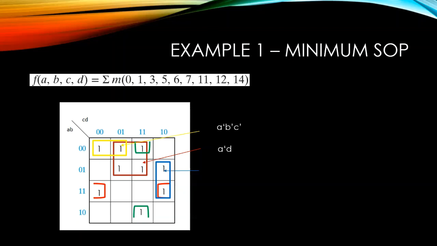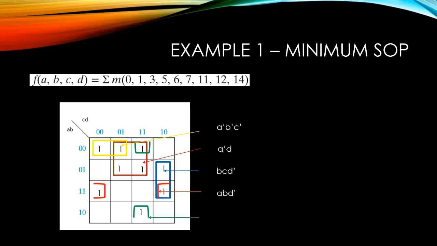How about the blue? B is the same, 1, 1 within the group, and definitely CD within the column, it didn't change. So it's 1, 0. So therefore, it will be represented by B, C, D naught. And how about the red group? AB didn't change within the row, and D didn't change, still 0. So it's 1, 1, 0. So A, B, D naught.